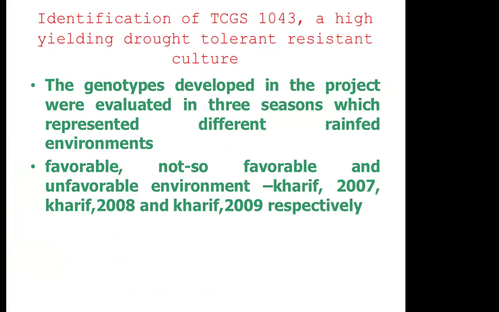I will be taking more time to explain TCGS 1043. This is the most acceptable, high-yielding, drought-tolerant culture that I have seen during my tenure, I have to say. As I said, we evaluated it from the Kharif 2007 initial varietal trial, later in the Kharif 2008 advanced varietal trial, for 2 years of advanced varietal trial. We have classified the seasons. Kharif 2007 was a very favorable season. Kharif 2008 was not that favorable, and luckily we naturally got that kind of situation. And Kharif 2009 was the worst situation. Next slide, please.